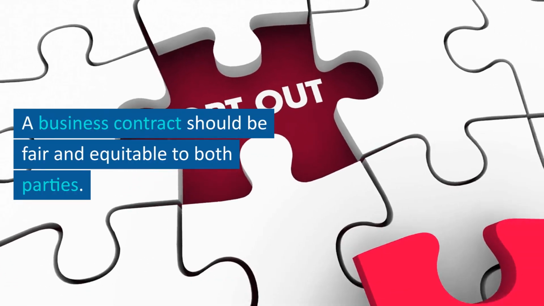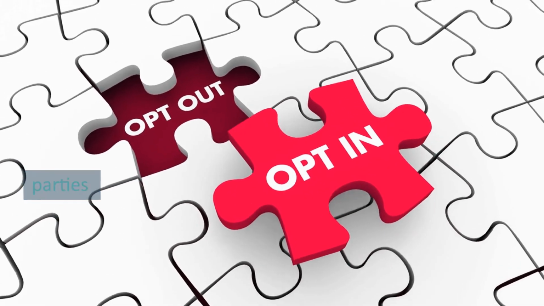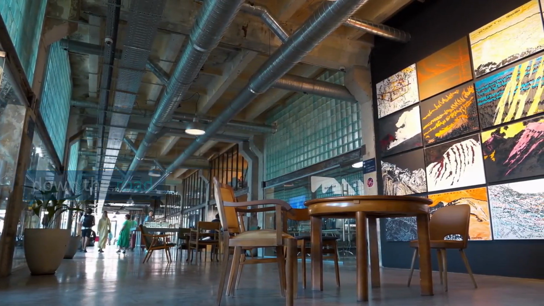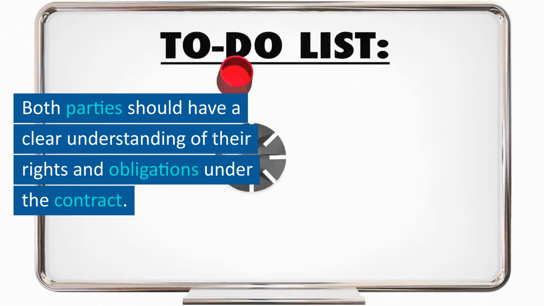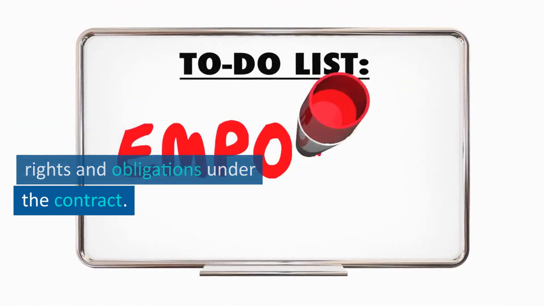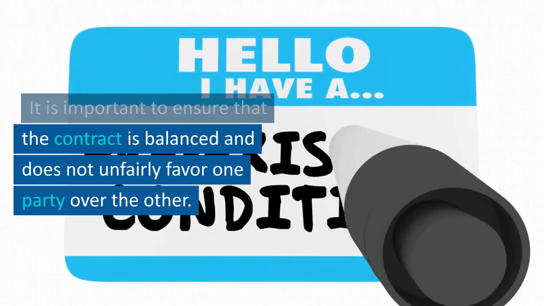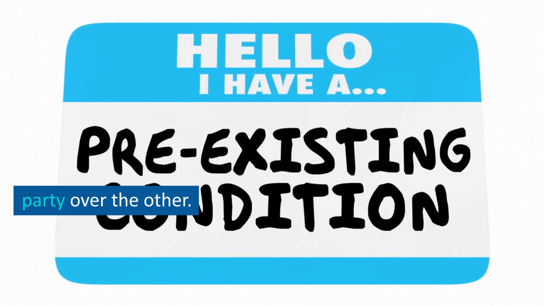E. Allowing the contract to be one-sided. A business contract should be fair and equitable to both parties. Allowing the contract to be one-sided can lead to disputes down the road. Both parties should have a clear understanding of their rights and obligations under the contract. It is important to ensure that the contract is balanced and does not unfairly favor one party over the other.